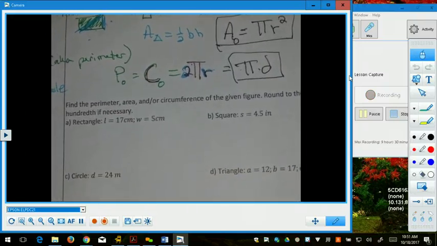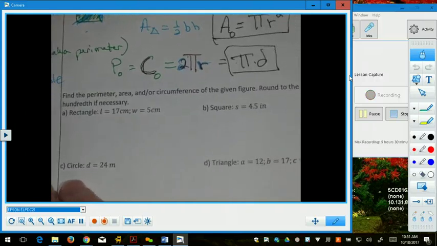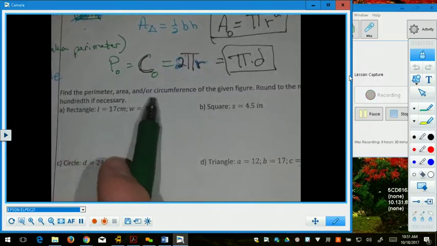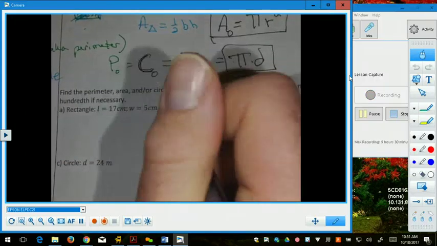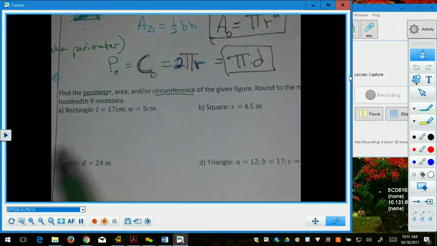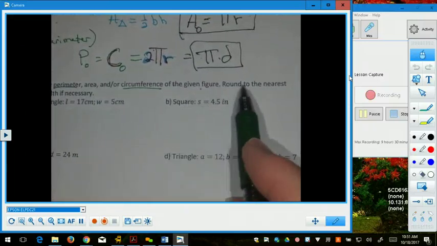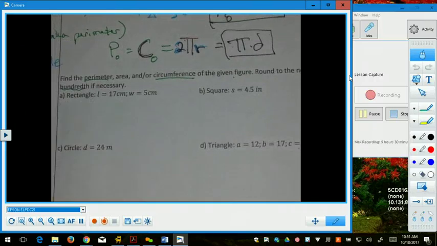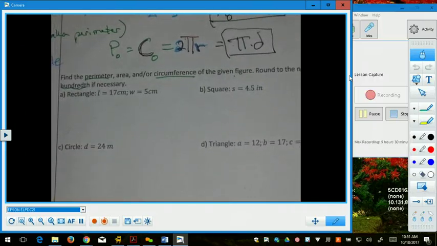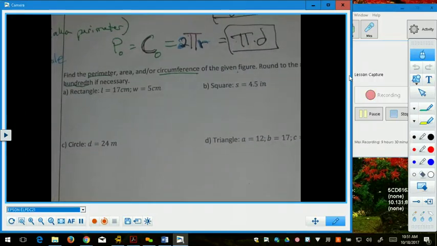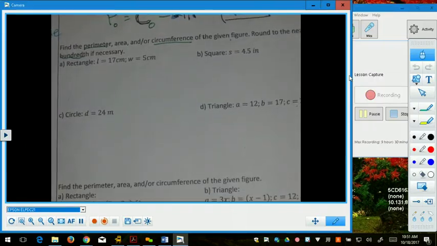All right, applying formulas, example 1. Find the perimeter, area, and or circumference. Circumference is perimeter. It's just the word that we use for a circle. Of a given figure, round to the nearest hundredth if necessary. The first couple ones aren't so bad because they're all numbers. Then we start getting into some with variable expressions.